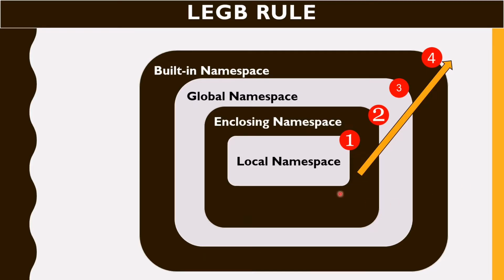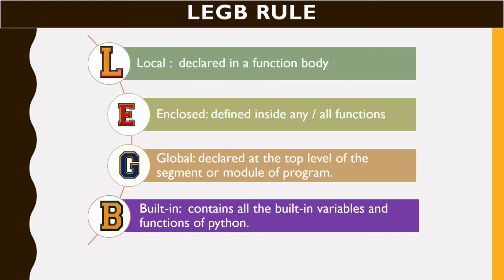Let's move forward. Let's understand the LEGB rule. L, local namespace. Second, E, enclosing namespace. G, global namespace. And B is built-in namespace. So we have here the LEGB rule. You can see this L, then E, then G, and the last one is B. Now let's see what they are.